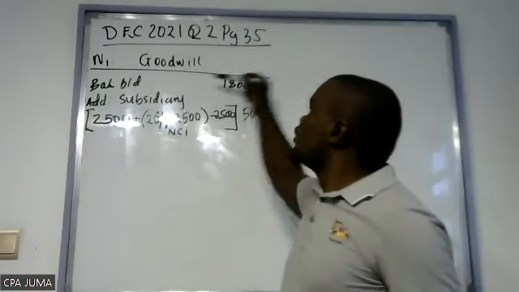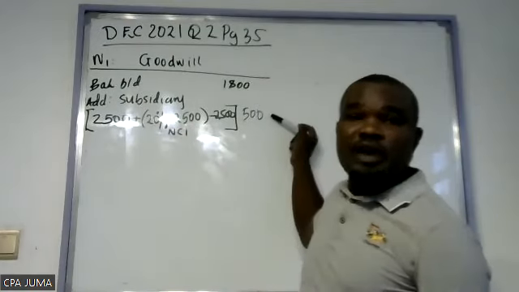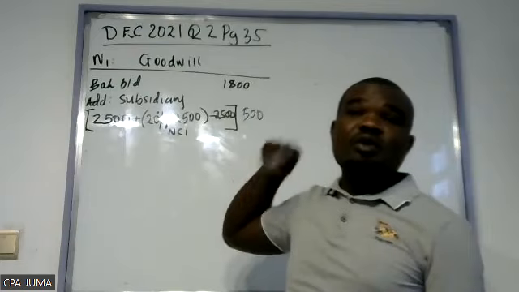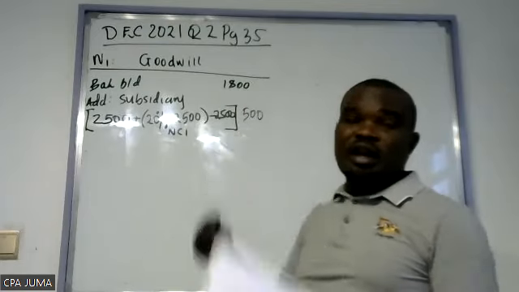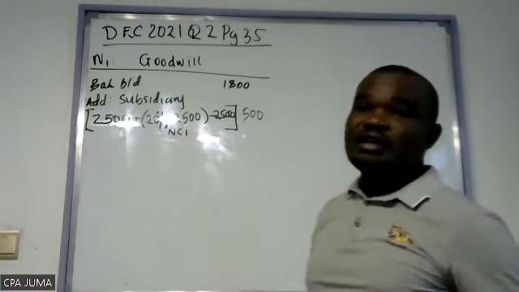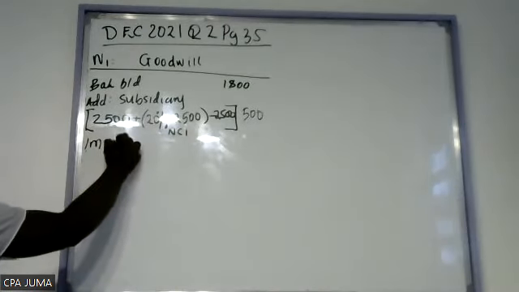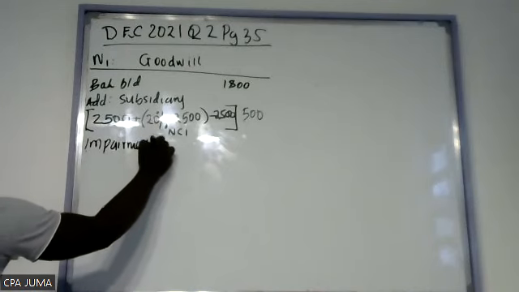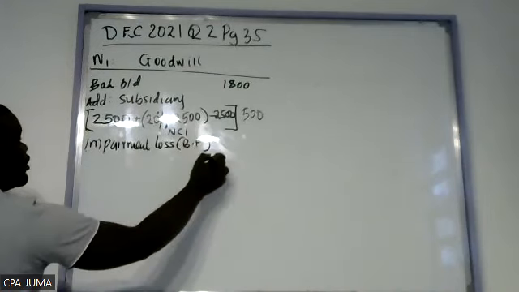So, balance brought down 18. The subsidiary came with goodwill of 500. It means we are supposed to close with goodwill of 23, in case we get a variation, that is impairment. So right there, impairment loss, balancing figure.